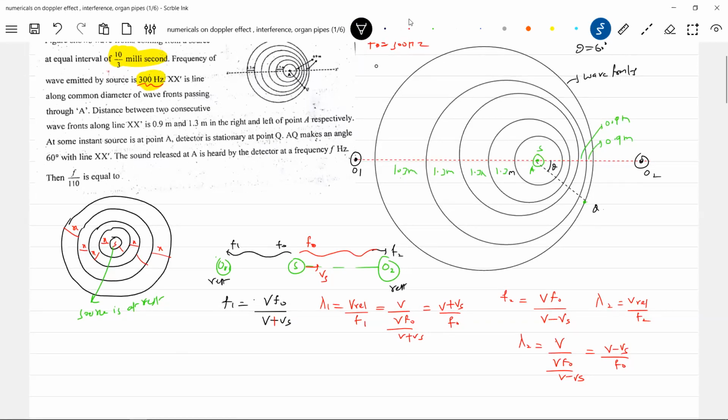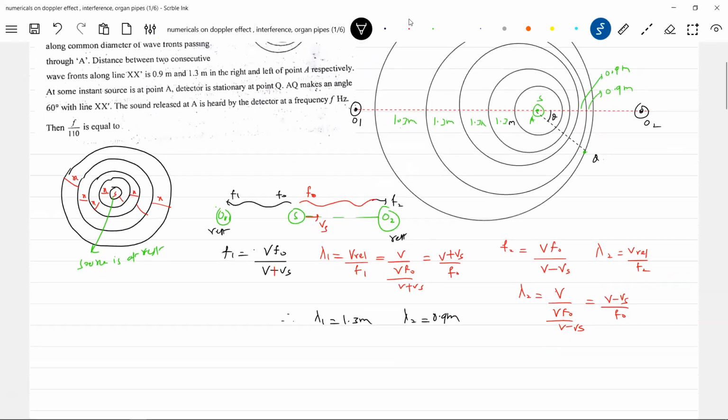Lambda 1 is equal to 1.3 meter. Lambda 2 is equal to 0.9 meter. And I know F naught. The unknown things are V and Vs. Solving these two equations will get the required answer. Let me go for solving.